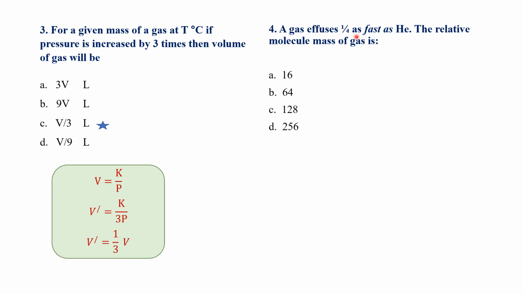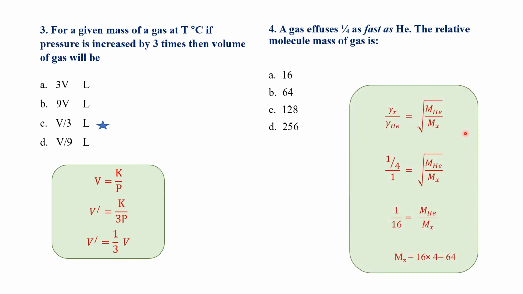A gas diffuses 1 by 4 as fast as helium. The relative molecular mass of the gas is, so it will also require some procedure. According to the law of diffusion, rate of diffusion of any gas is inversely proportional to the square root of their masses or densities. So here we will find the molecular mass. So rate of diffusion of X is inversely proportional to the square root of molecular mass of X, and for helium it is inversely proportional to the square root of mass of helium.